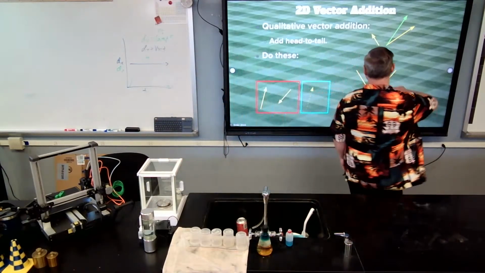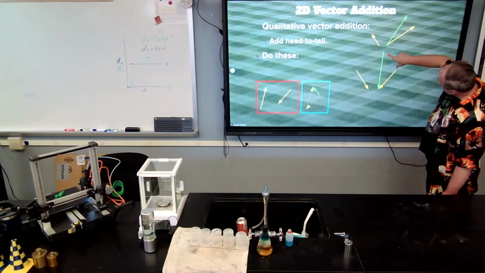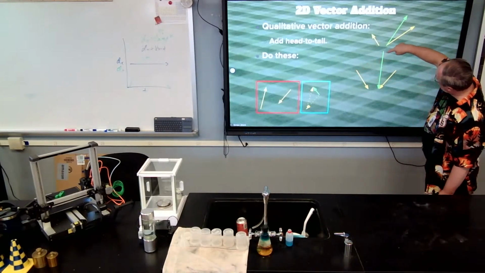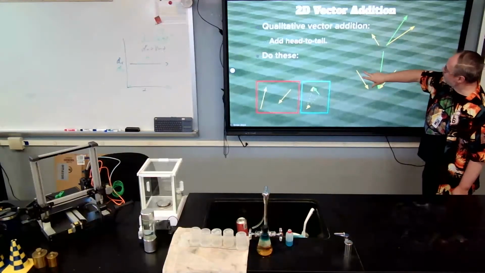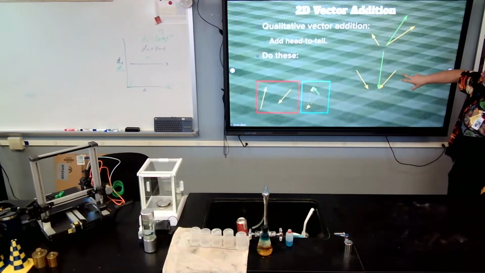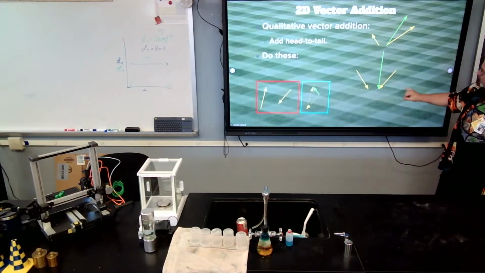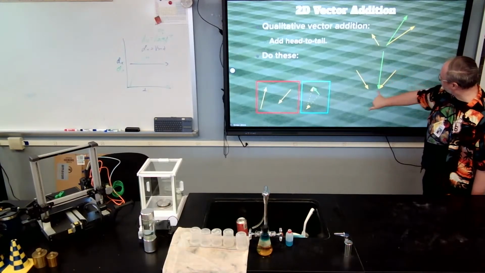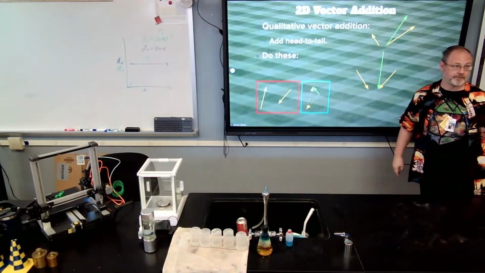Actually, no. So imagine if you took this vector and placed it here. You would start at the end of here. It would go this way, this way. That's the result. Or you could take this vector, move it down here, and go this way, this way. That's the result. Or you can take this vector, move it down here, and you'd go this way, and that would be the result.